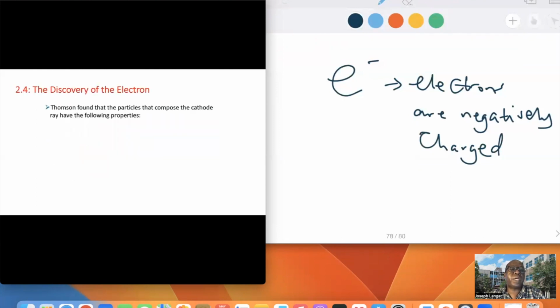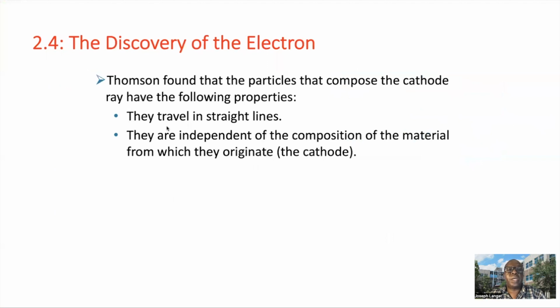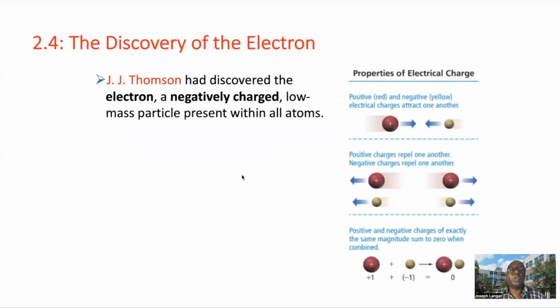Thomson found out that the particles that compose the cathode ray have the following properties. They travel in a straight line. They are independent of the composition of the material from which they originate. They originated from the cathode, and remember, the cathode is negatively charged. They carry a negative electrical charge, which we know electrons are negatively charged. We'll see later on that protons are positively charged and neutrons are neutral.